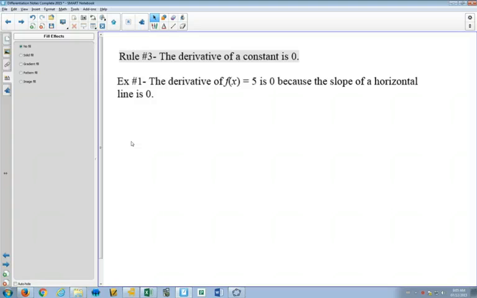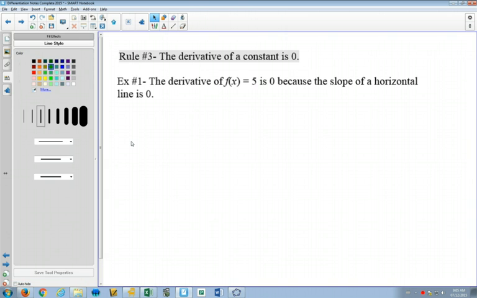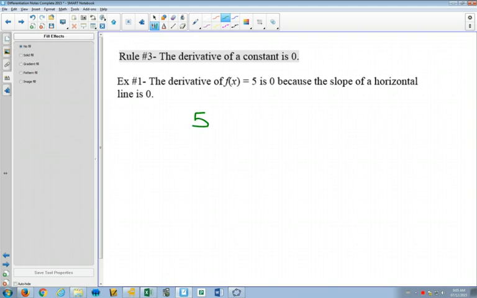The derivative of a constant is 0. This can be seen as an extension of our last 2 rules as well. I would like you to think of 5, okay? First of all, if you graphed y equals 5, this is what it's saying here. What kind of graph is that? From a graphical perspective, that's a horizontal line.